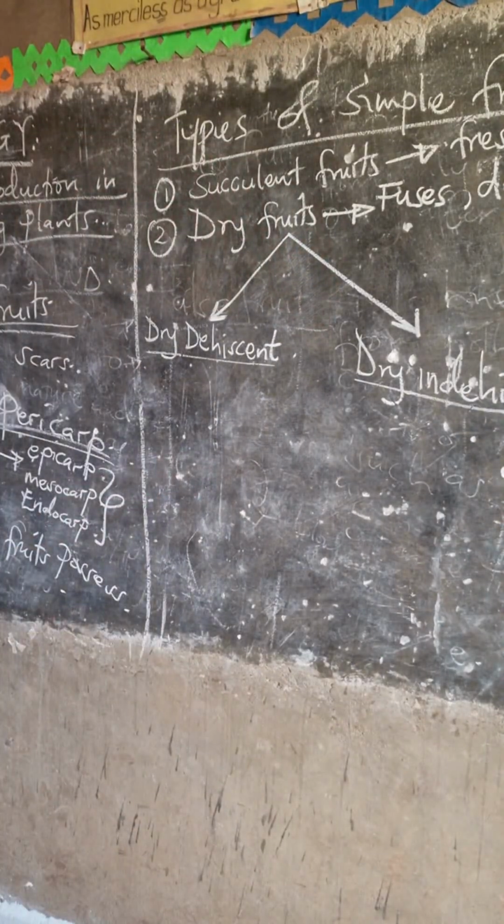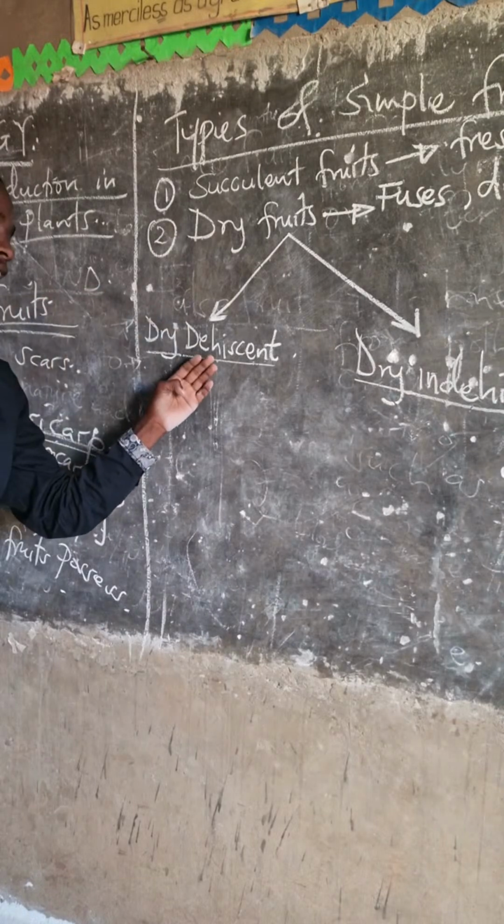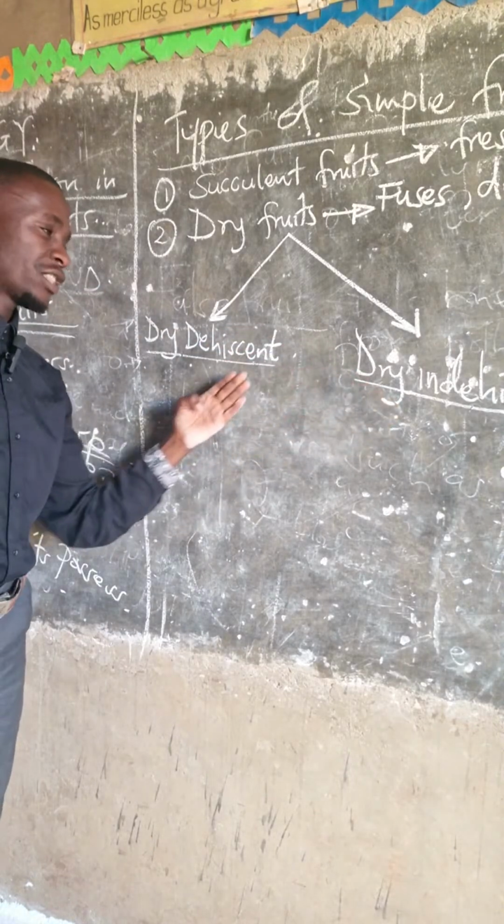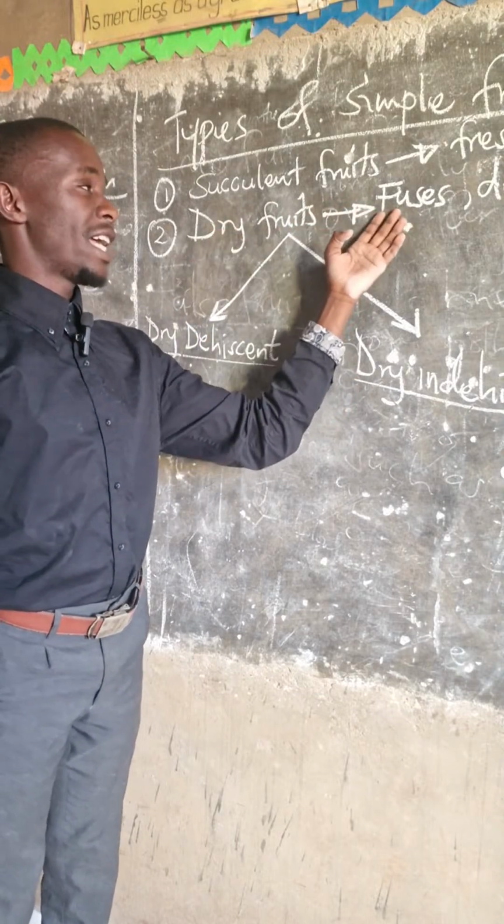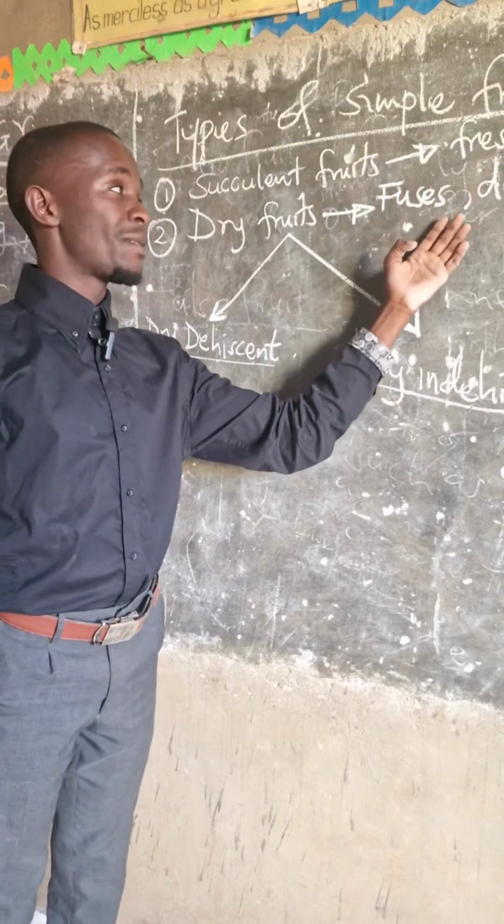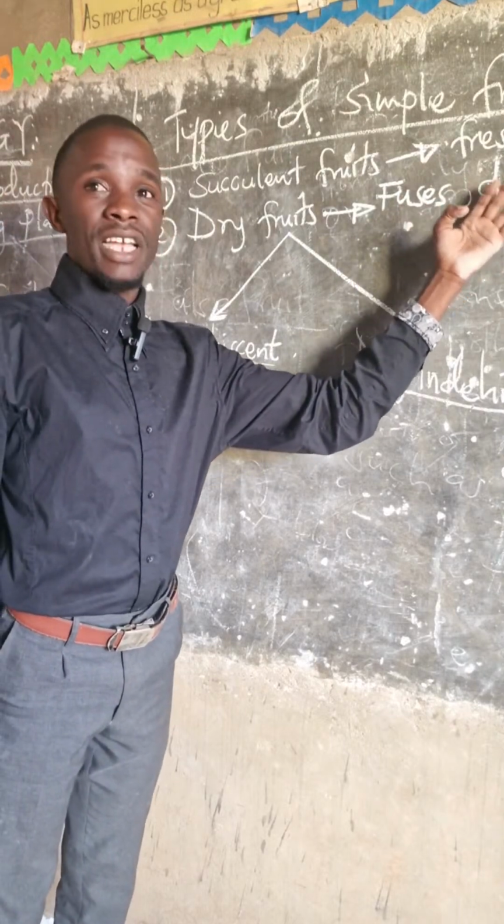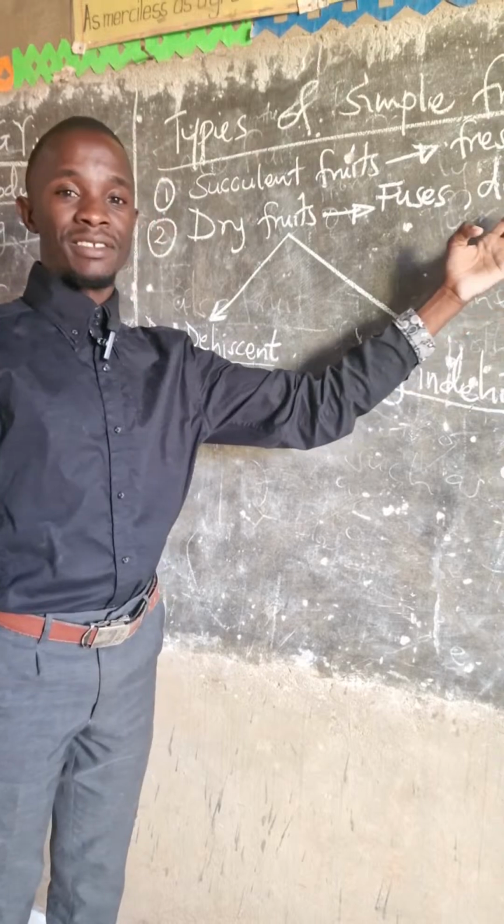Let me hope we are following. The dry fruits are of 2 categories. We've said these dry fruits, their pericarp, the 3 layers of the pericarp fuse such that the pericarp dries up as the fruit ripens.